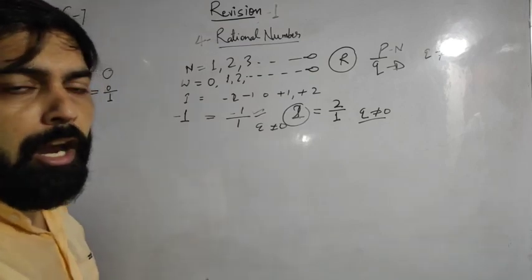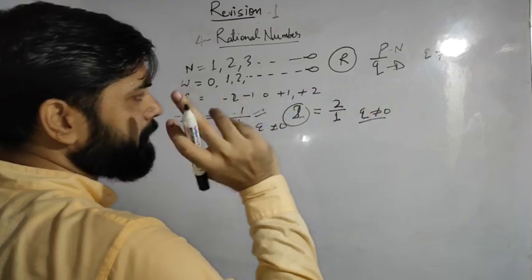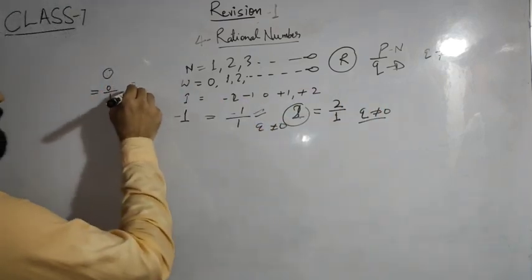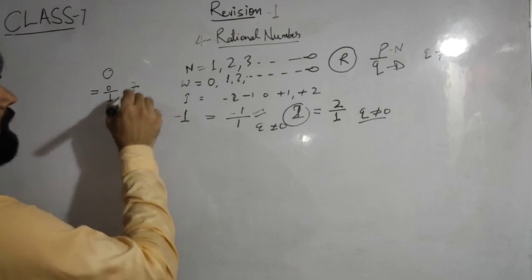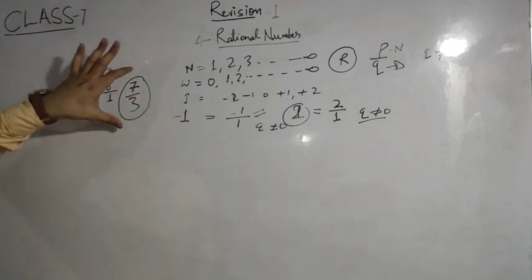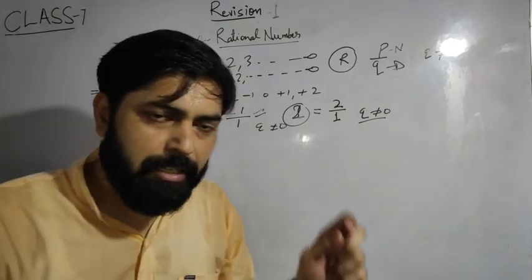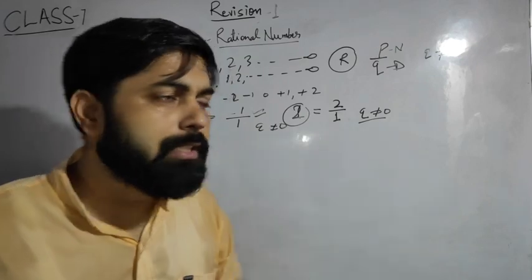Now next, how can we write this? This is a rational number, and one thing is left: fraction. A fraction is a rational number. Yes, 7 upon 3 is a rational number. But one condition, one rule is here.